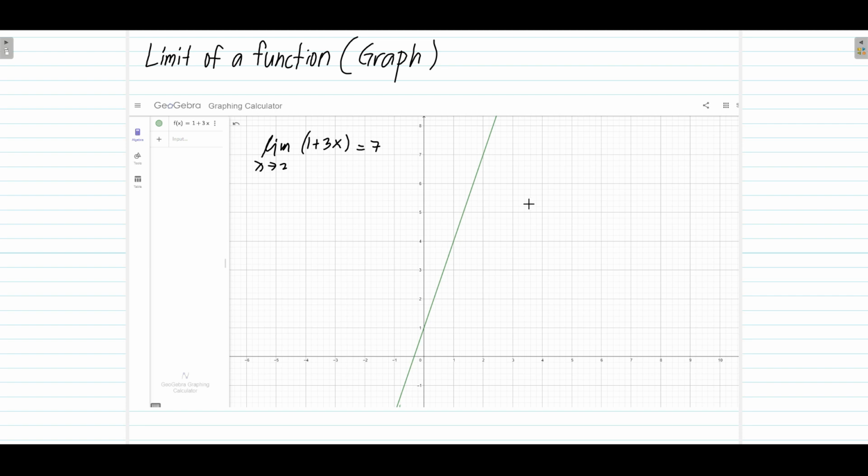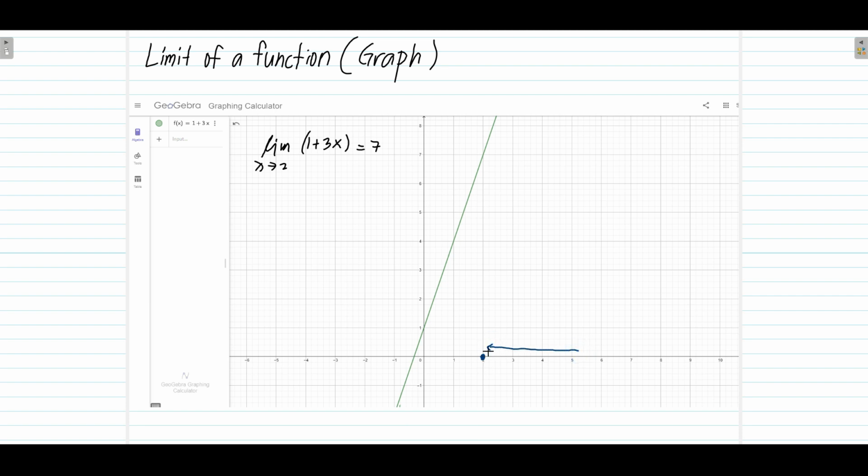To illustrate that in the graph of the function, we're going to also approach positive 2 from both directions. So we're going to approach 2 from right and also from left. From right, we have to start from anywhere on the right side of positive 2. So we approach lang natin si positive 2.